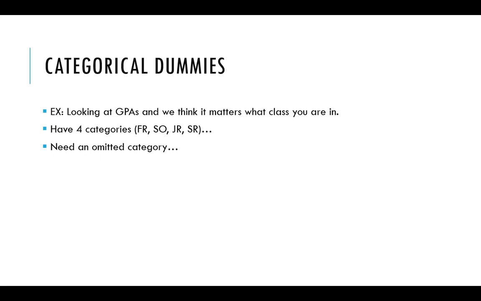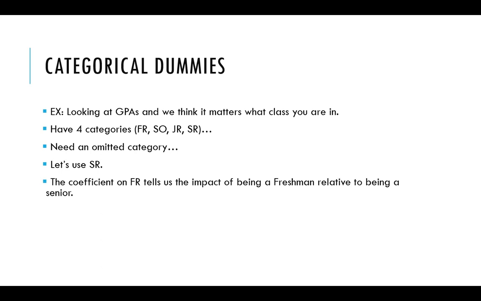So we need an omitted category. I'm going to pick seniors. So the coefficient on freshmen, when we put freshman in our model, and be clear, freshman, sophomore, junior appear in our model, senior is our baseline. The coefficient on freshmen tells us the impact of being a freshman relative to being a senior. That's key. Relative to being a senior, because seniors are our omitted baseline category.